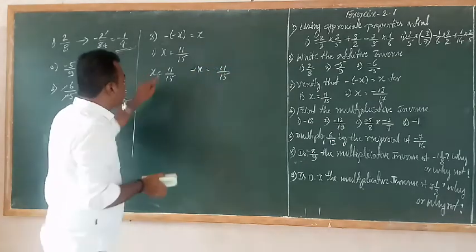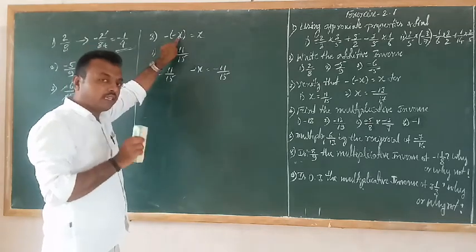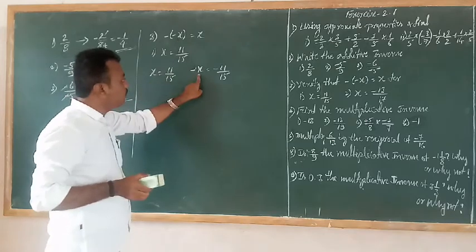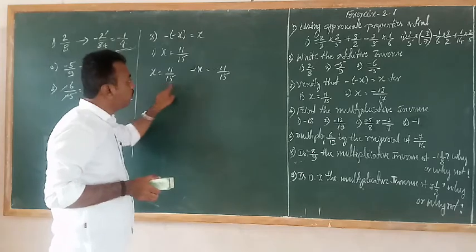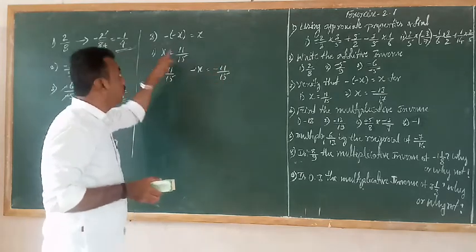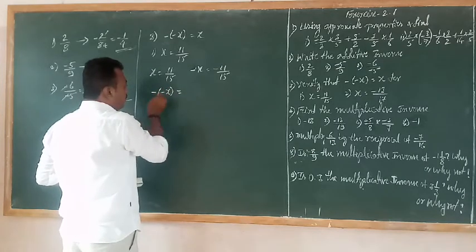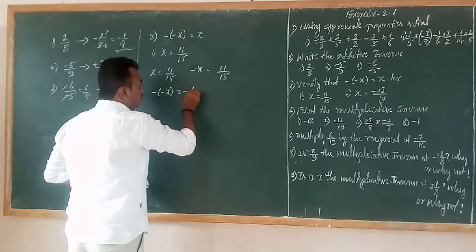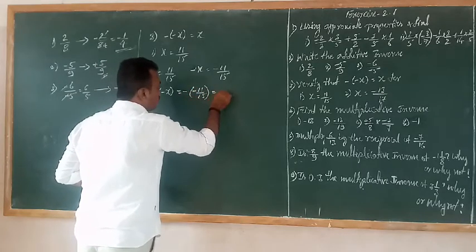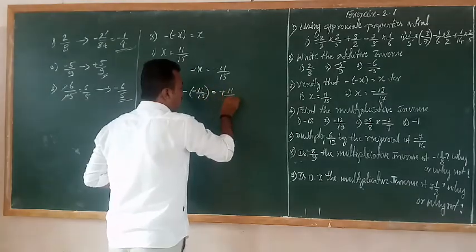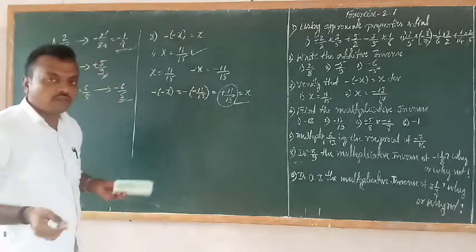That means x is one of the rational numbers. Minus x is the additive inverse of x. The additive inverse of 11 by 15 is minus 11 by 15. Now I will substitute here minus of minus x. Minus x is minus 11 by 15, so minus into minus gives plus 11 by 15 as it is. So that is called x. Understand? So our verification is over.